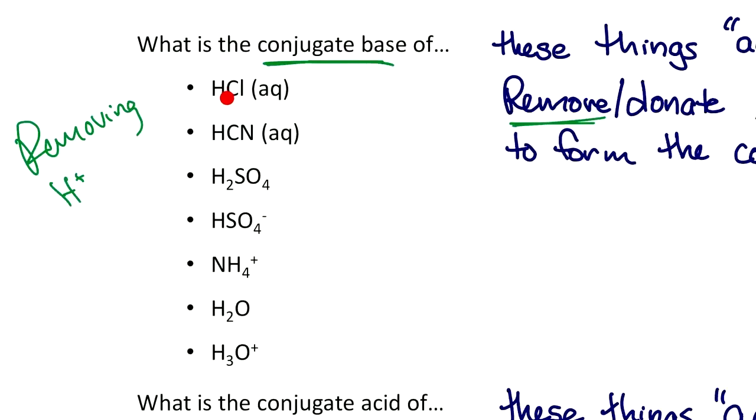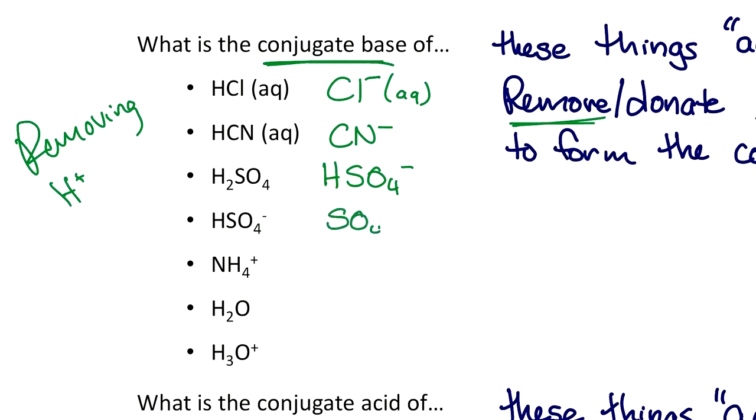When we remove a proton from HCl, what do we get? Cl-, and it's aqueous. All of this is aqueous. HCN, what do we get? CN-. H2SO4 gives HSO4-. So remember, remove one proton at a time. And then here's the second: the conjugate we just made still has another proton that can be donated. This thing is still an acid, and we can remove one more proton, and that's how we get SO4 2-.